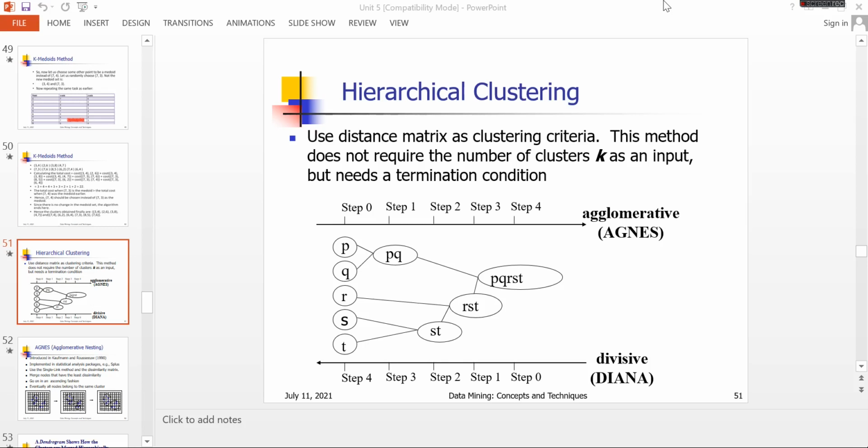Agglomerative is bottom up. Why? Because at the bottom you have leaf nodes. Those leaf nodes you are combining and going to the next level, then you can get a higher level. So that's why it is a bottom up approach. Okay. So this is about hierarchical clustering.